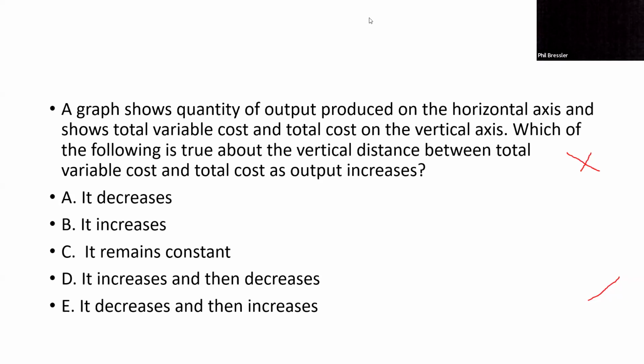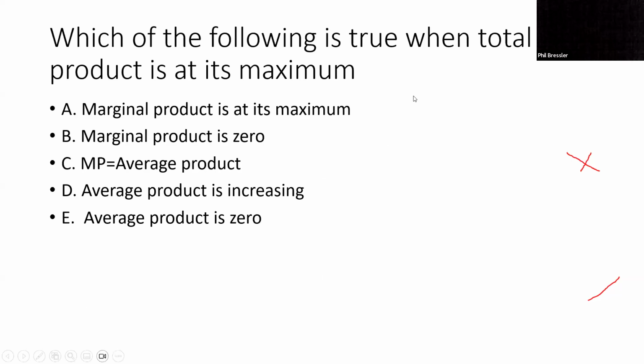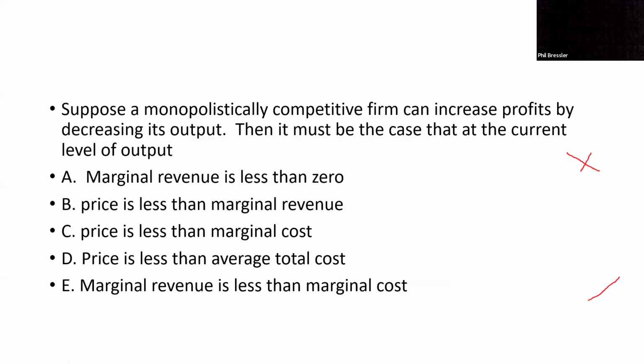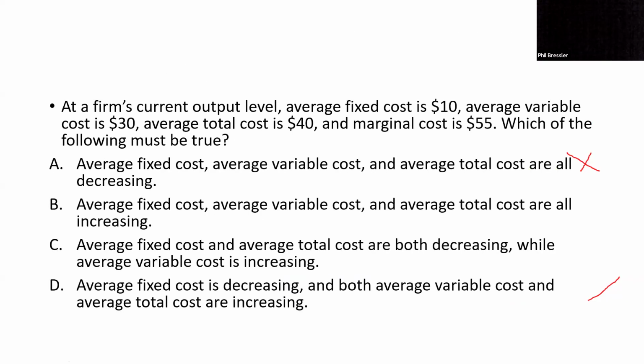Yeah, Tucker. Let me try to graph it. All right. Do you know the space between AVC and ATC is average fixed cost? Average fixed cost is always decreasing.